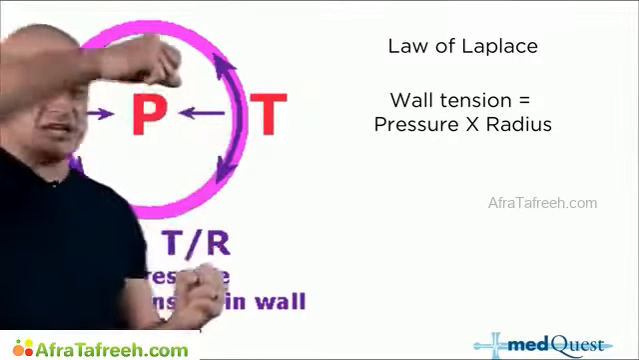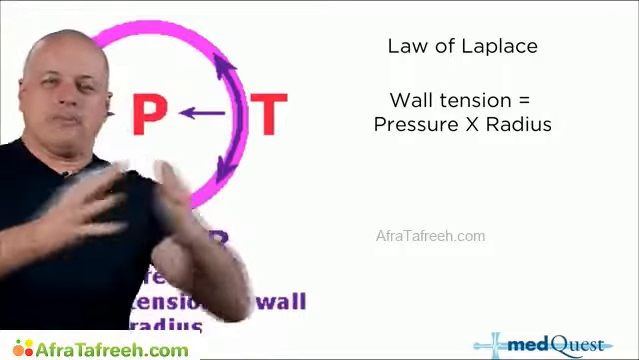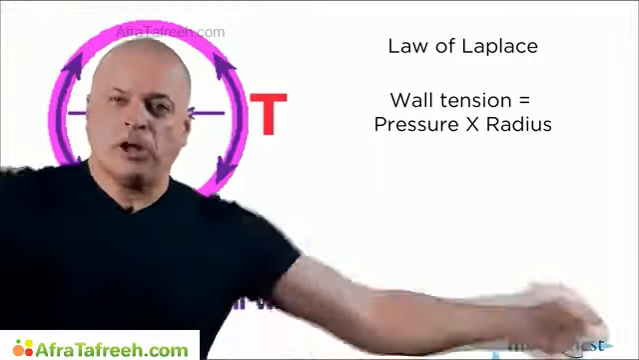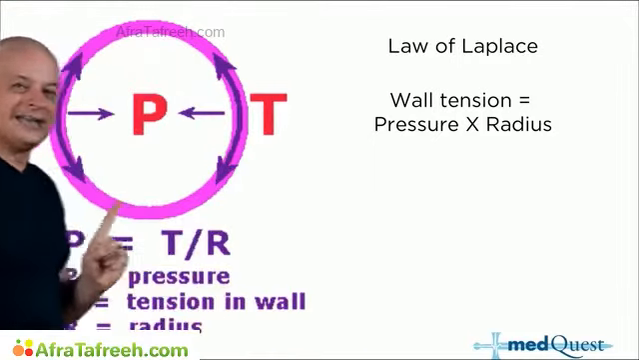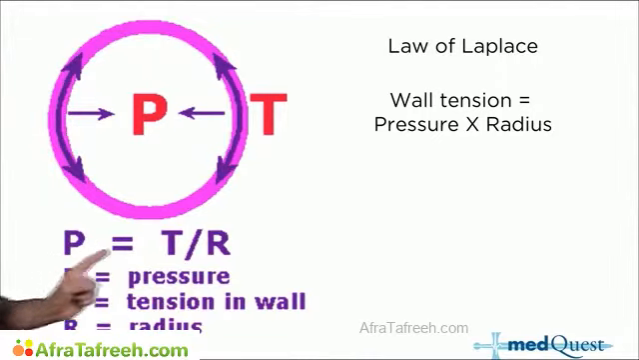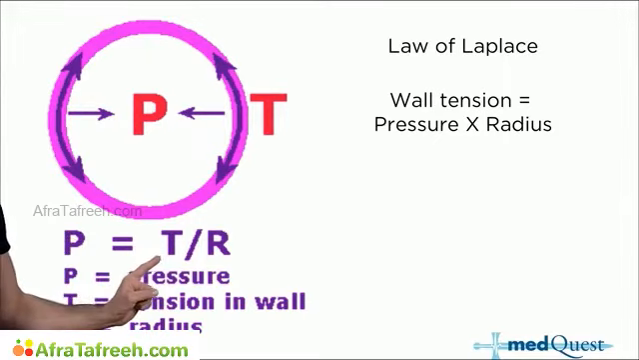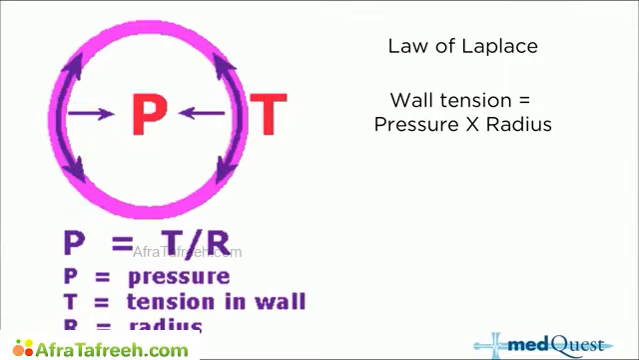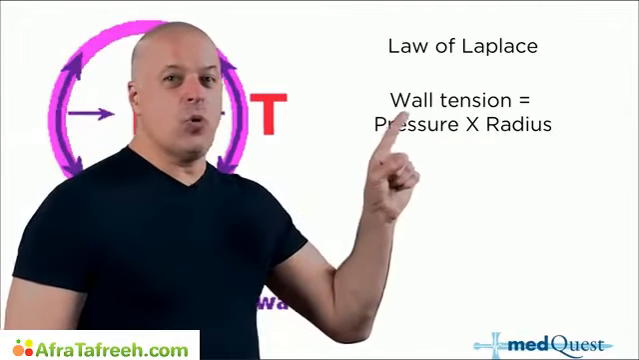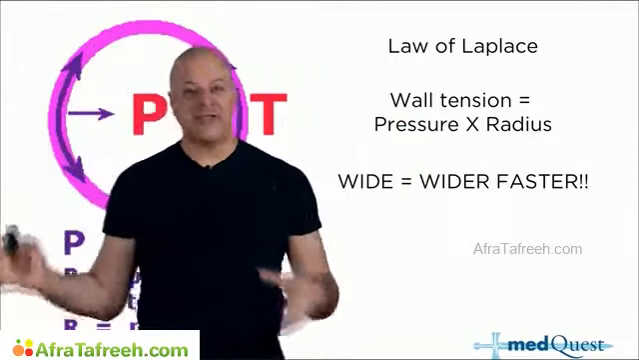And this wall tension is a tension that's trying to pull apart the wall, trying to stretch the wall, yank the wall, widen the wall, pull it apart. And the wider it is, the more wall tension there is, pulling apart that blood vessel. So as the radius goes up, in order to keep the pressure the same, the wall tension rises, and that means wider things widen even faster.